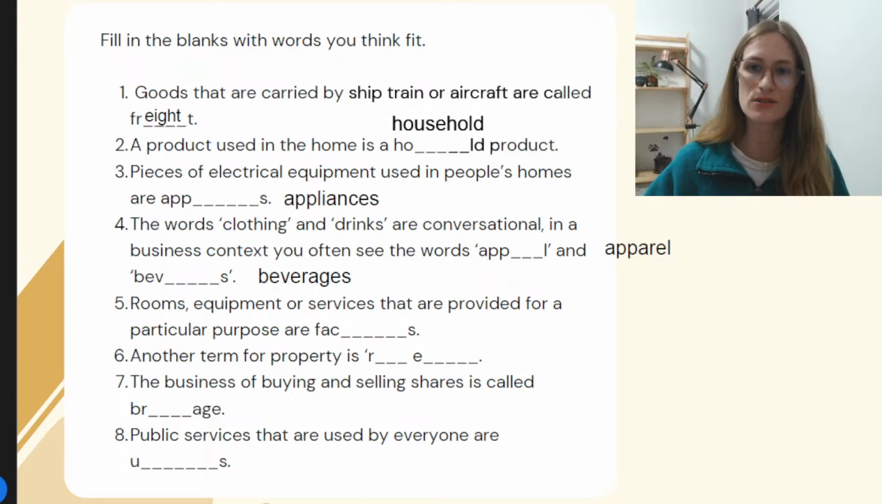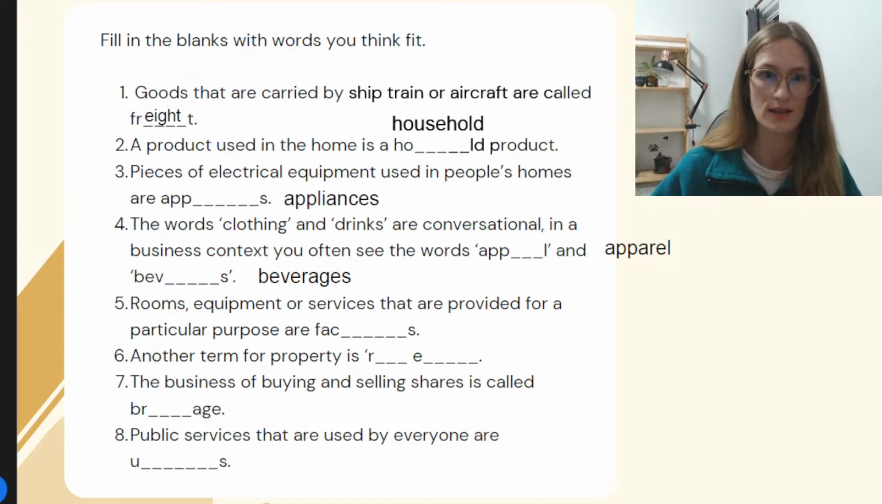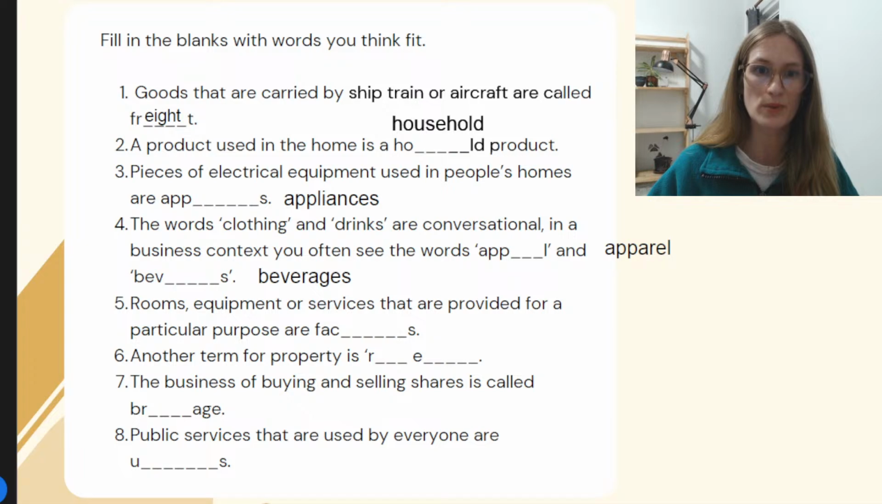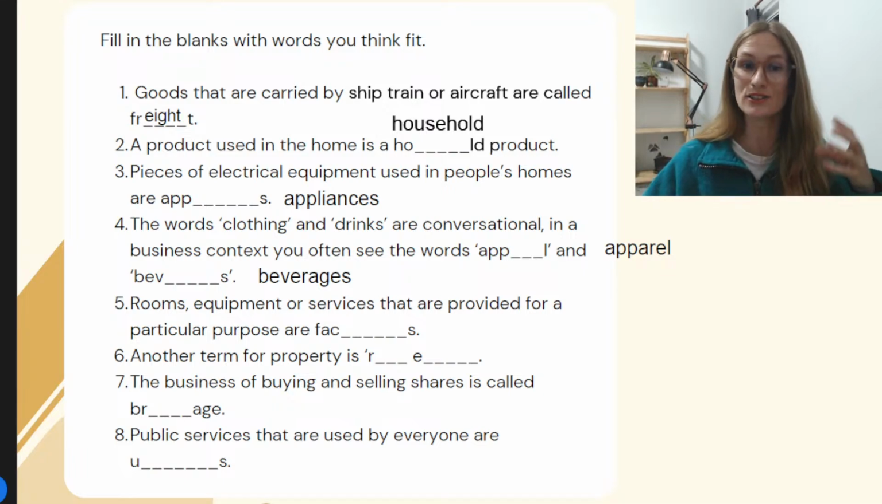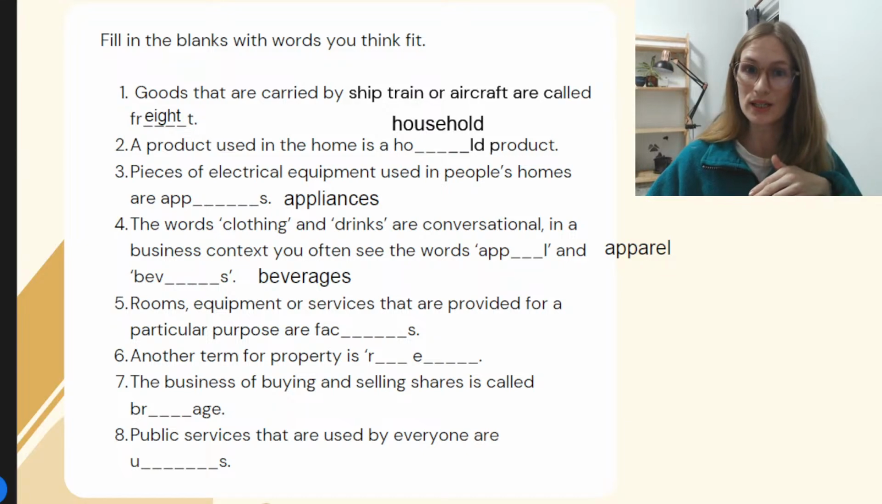We don't sell clothes, we sell apparel. We don't sell drinks, we sell beverages. These are the business English phrases. Number 5, rooms, equipment, or services that are provided for a particular purpose are something, F-A-C and ends in an S. So when you check into a hotel, for example, you might ask about what kind of F word they have.